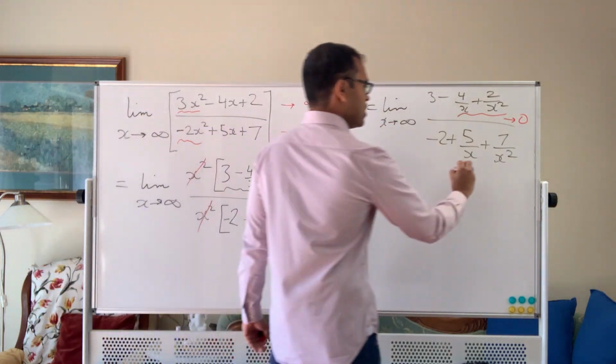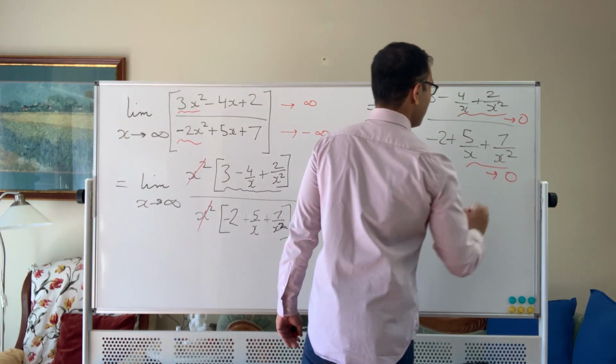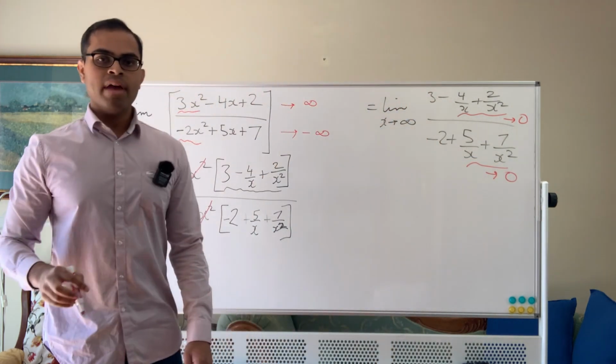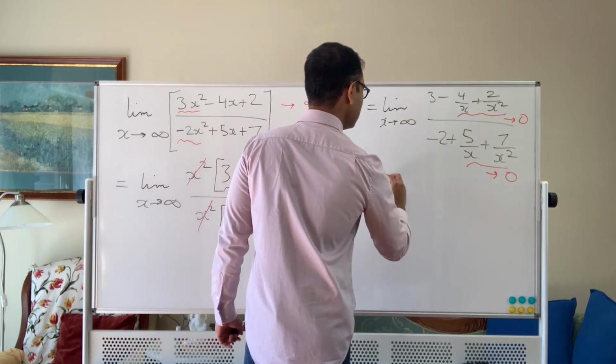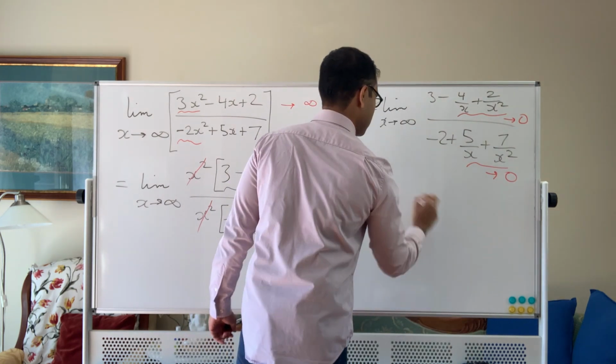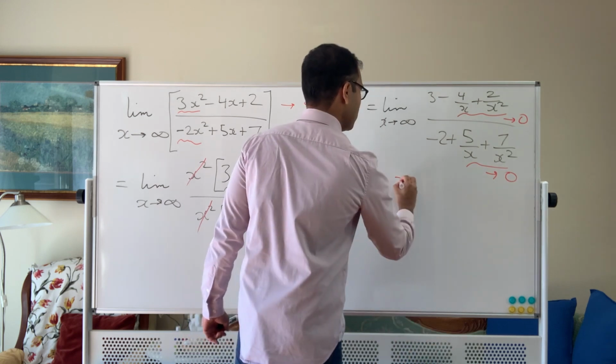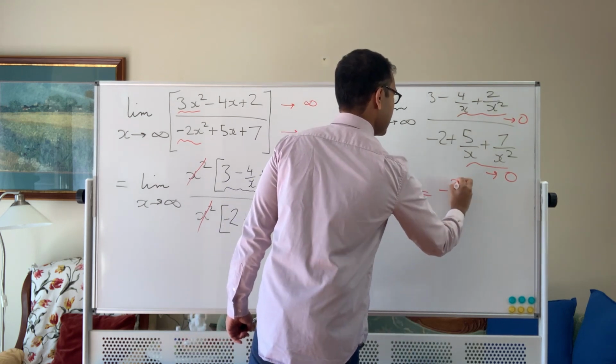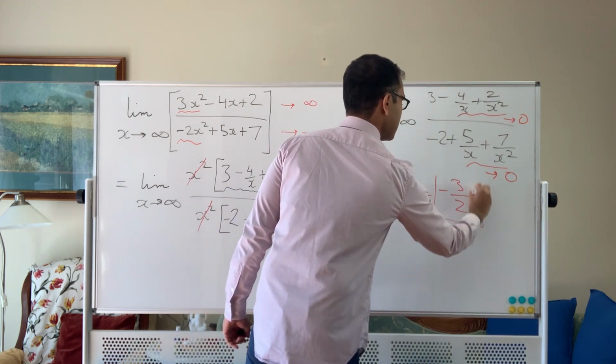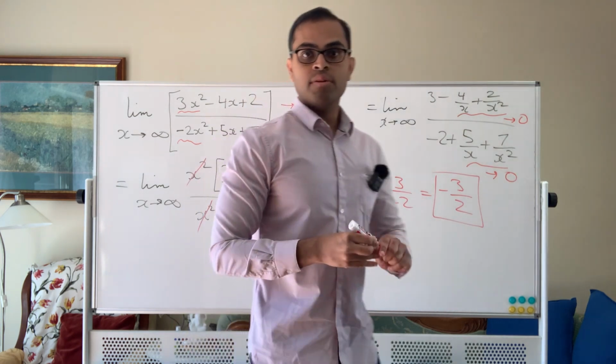It's going to go to 0. Similarly, this thing is going to go to 0. So the 3 and the negative 2 are what remain. And so in conclusion, the limit as x goes to negative infinity of this is simply going to equal 3 over negative 2, which is equal to negative 3 halves. So that's going to be the answer for the limit, and that's the solution of the problem.